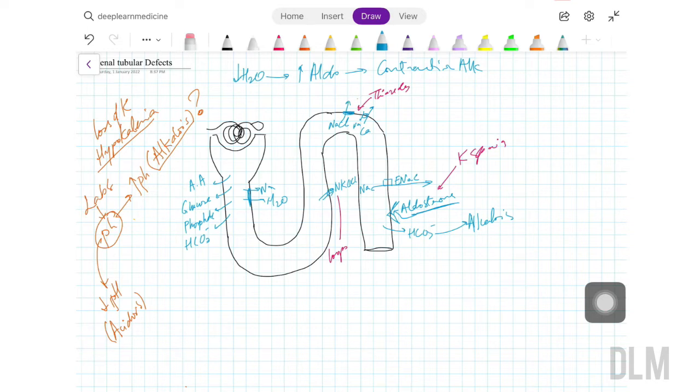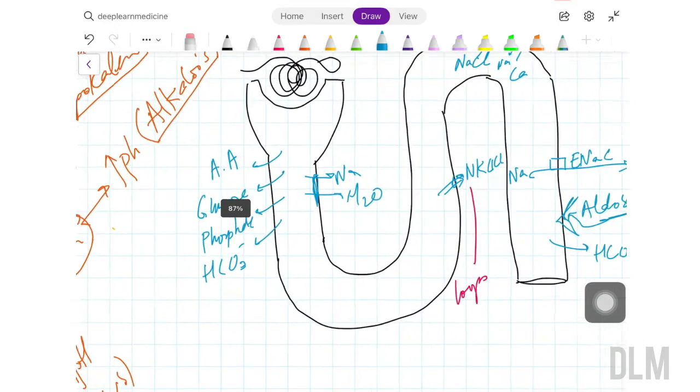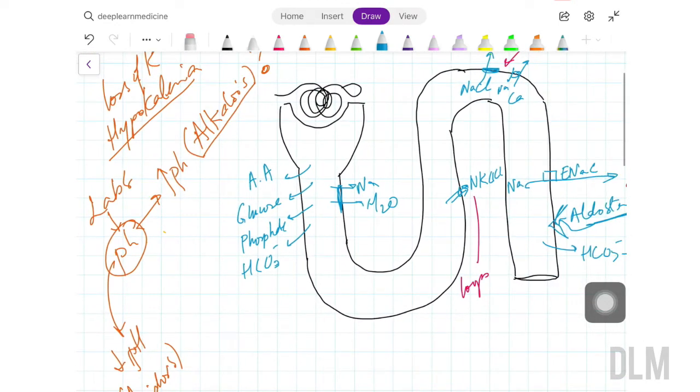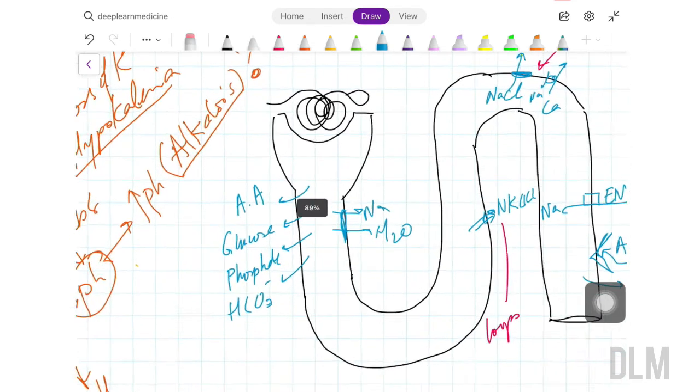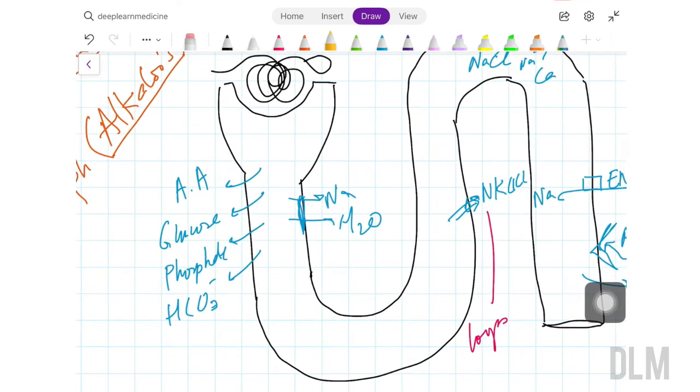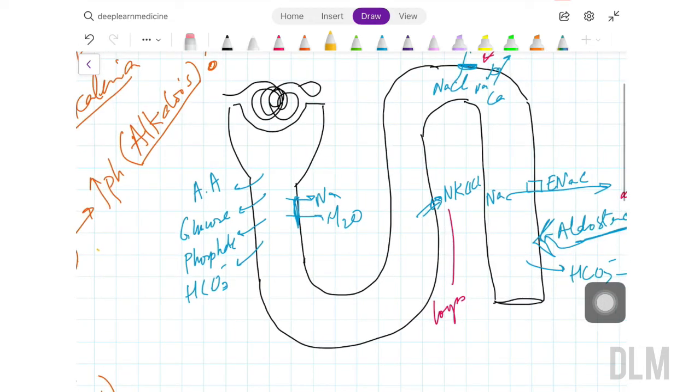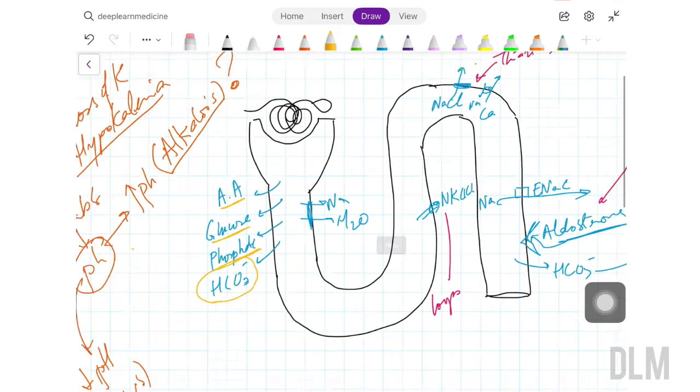Okay, now let's look at each part of the nephron and see the function that each part provides. When we're talking about the proximal convoluted tubule, we can see that it reabsorbs most of the amino acids, it reabsorbs glucose and phosphates, and most importantly, it reabsorbs bicarbonate, right?